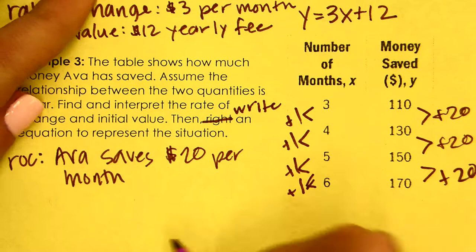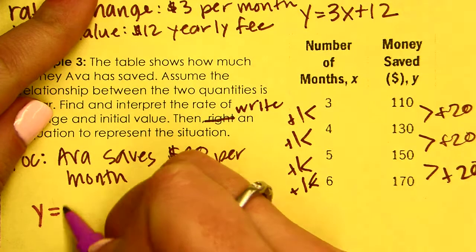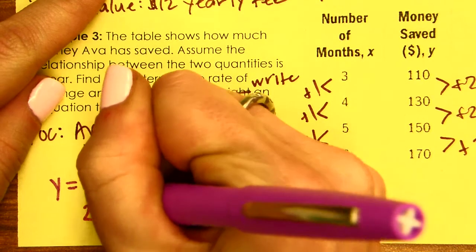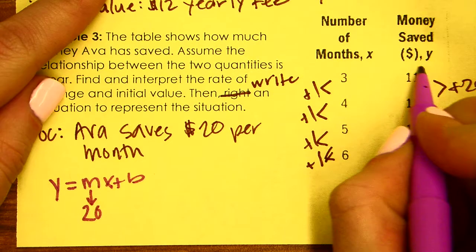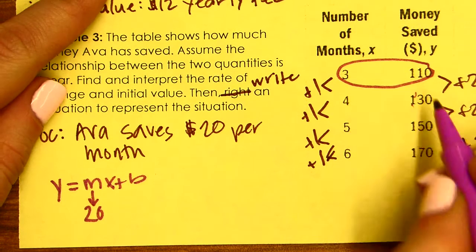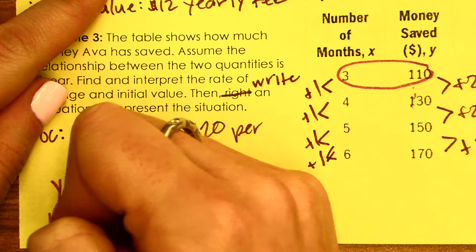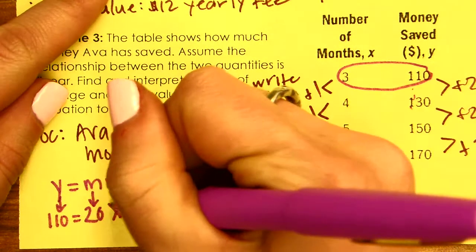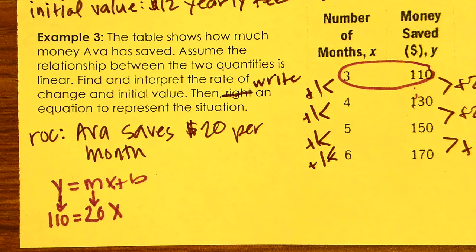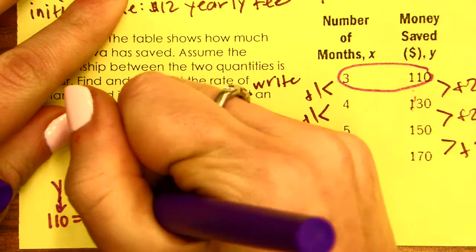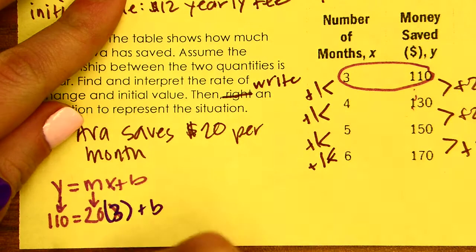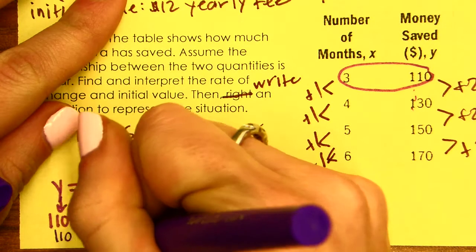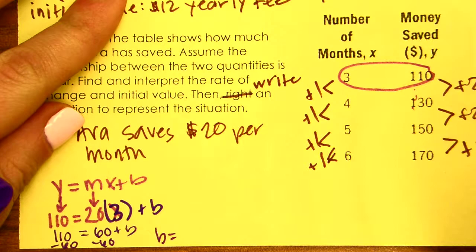So I know I'm going to write an equation in slope-intercept form, so y equals mx plus b. I know m is 20. I just figured that out. So I plugged in 20 for m. I can pick any point in the table. Let's choose this one, and I'm going to plug in x and y. So I'm going to replace y with 110. And then I'm going to replace this x with a 3 because x was 3 when y was 110. Then I'm going to solve for b. So 110 equals 60 plus b. So if I subtract 60 from each side, I know that b must be $50.